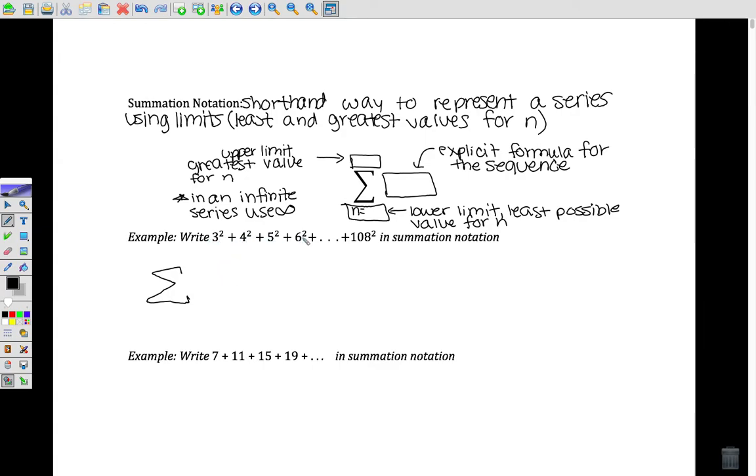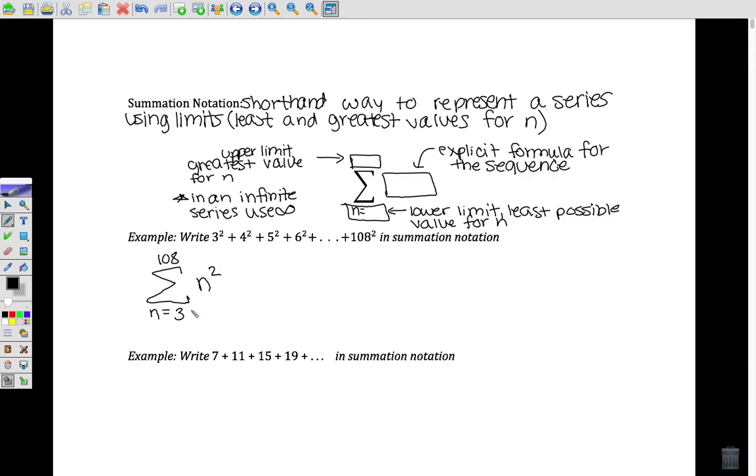Now, looking at this, the first term doesn't necessarily have to be n equals 1. It might make more sense if this was a series that was going on, but now I'm just starting from 3 to 108. So if the explicit formula is just n squared, I take n, I square it to get all of these different terms in the sum. I can just say I'm going to start at 3 and I'm going to end at 108.